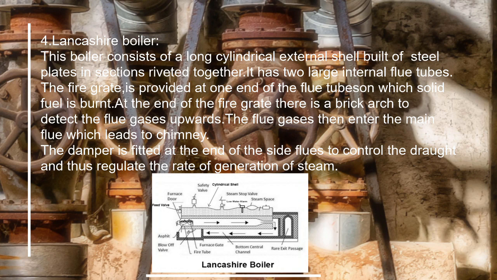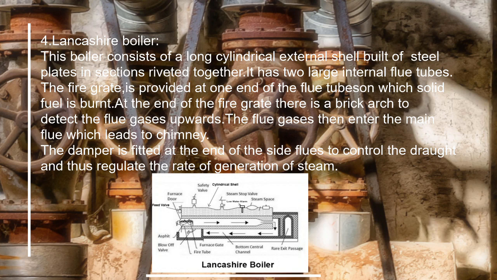The boiler consists of a long cylindrical external shell built of steel plates. It has two large internal flue tubes. These are reduced in diameter at the back end to provide access to the lower part of the boiler. The fire grate, also called furnace, is provided at one end of the flue tube on which solid fuel is burned. At the end of the fire grate, there is a brick arch to deflect the flue gases upwards.